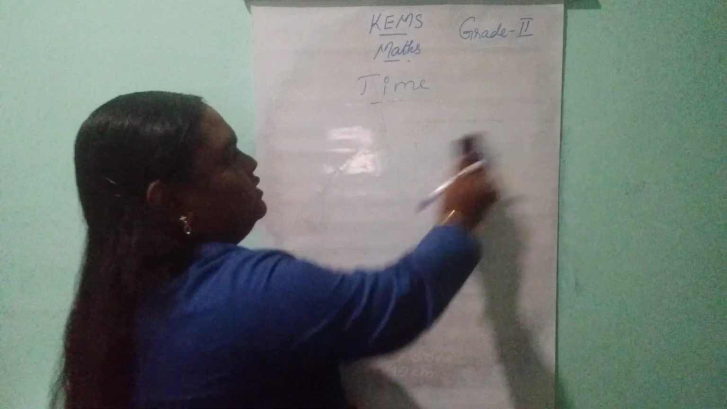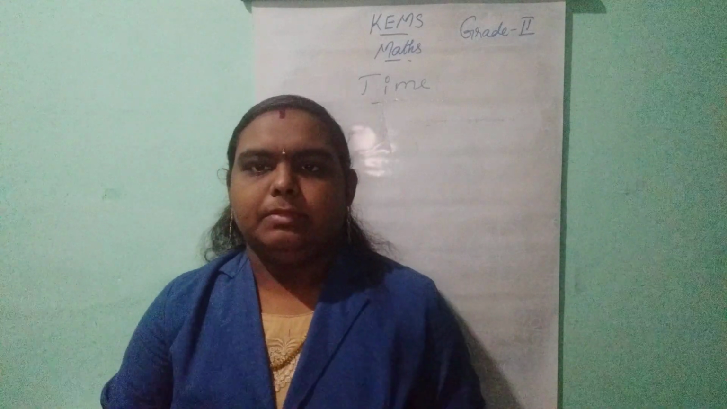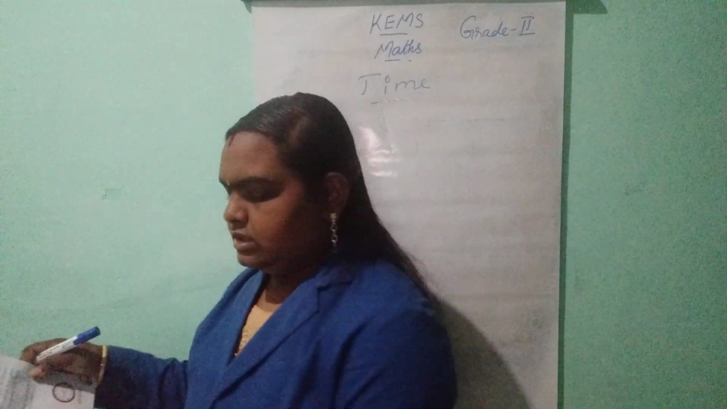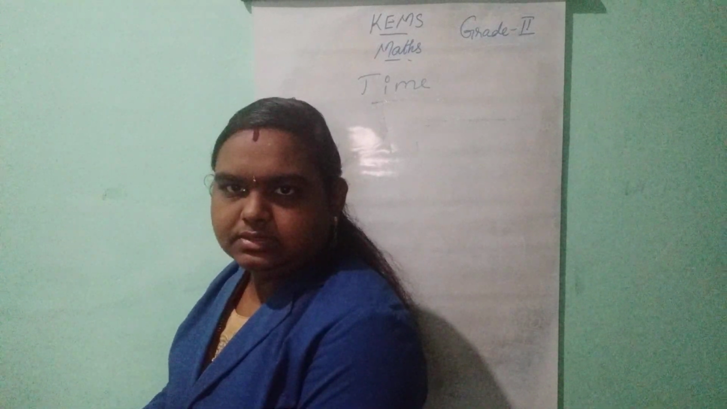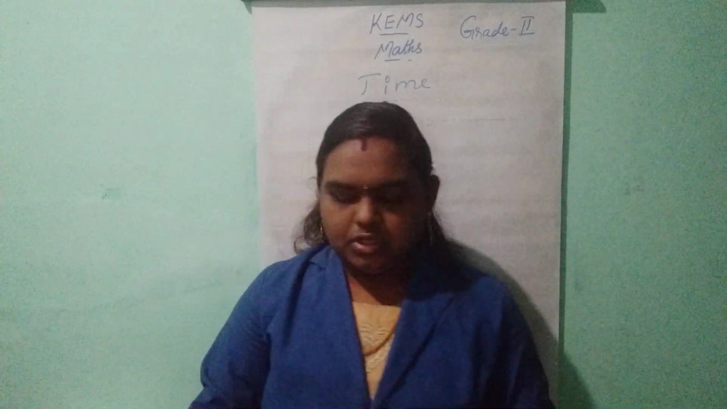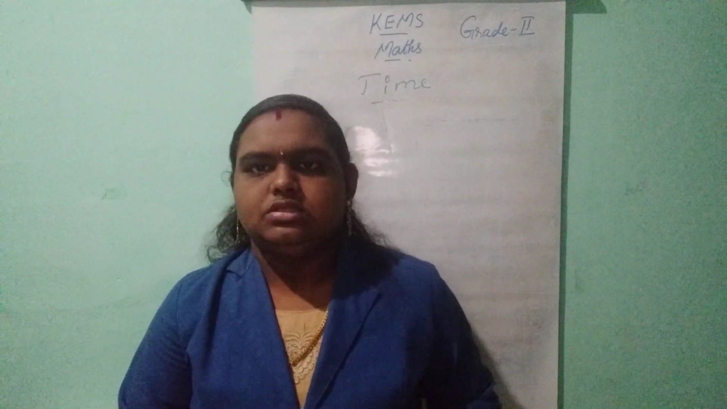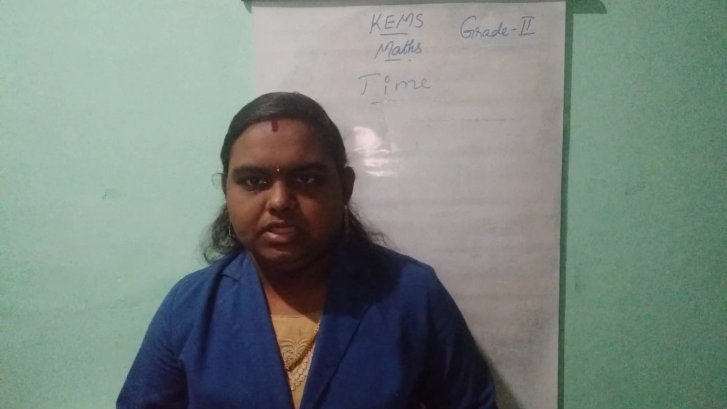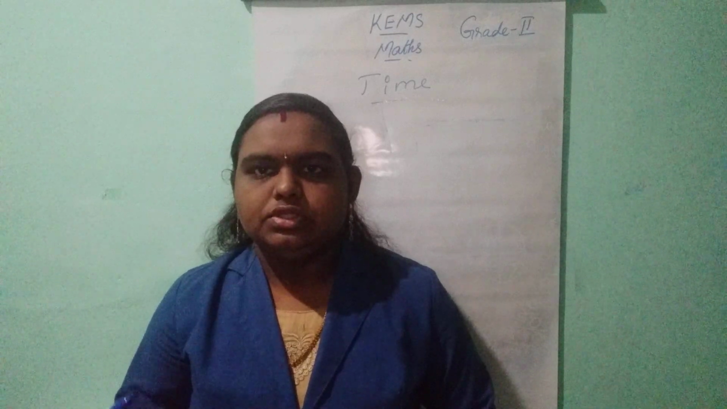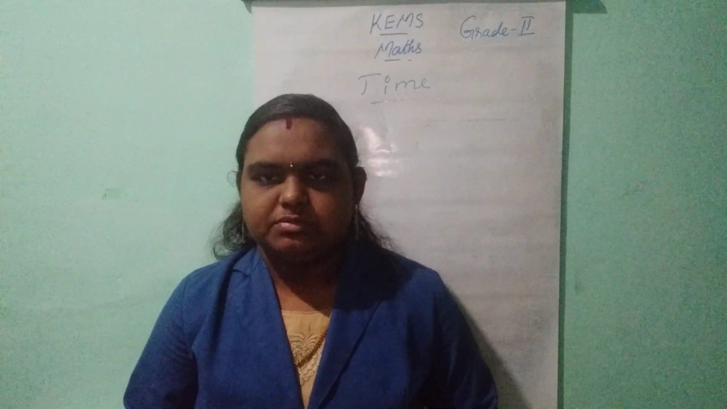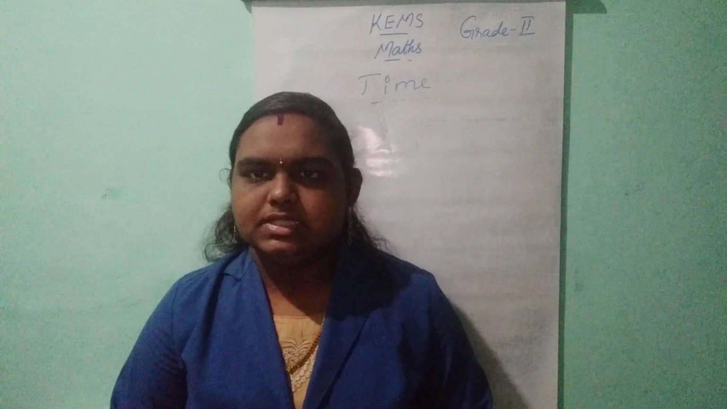And also, in this chapter, we are going to learn months and weeks. How many months are there in a year? 12 months in a year. What are the months? January, February, March, April, May, June, July, August, September, October, November, and December. So there are 12 months in a year.